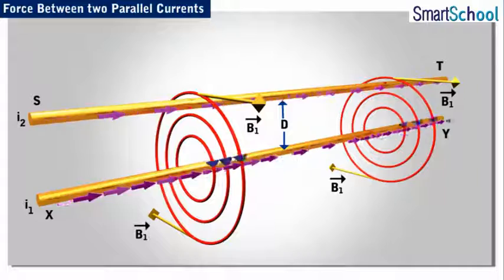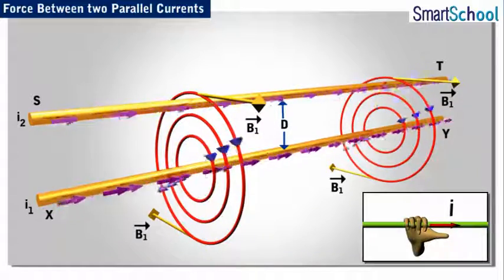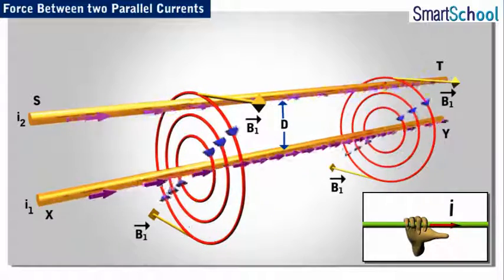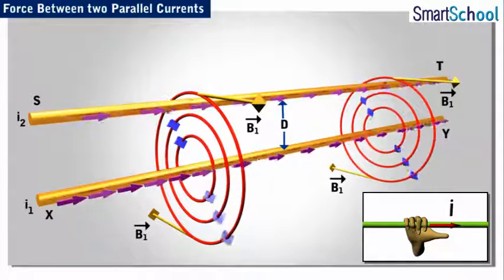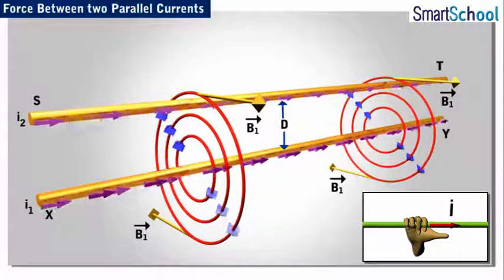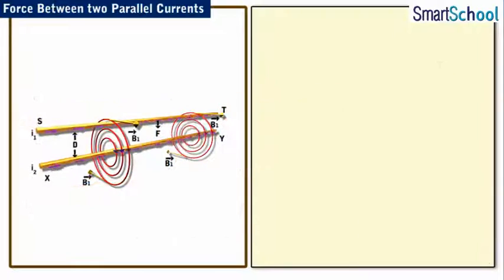Let the magnitude of magnetic induction due to current in XY at ST be B1. The direction of the magnetic induction B1 at ST can be found by using the right-hand rule. If we place a stretched right hand such that the thumb indicates the direction of current in XY, the direction of curl of the four fingers of the hand indicates the direction of the magnetic field due to the current in XY, as shown. The magnitude of magnetic induction at any point along conductor ST due to current in conductor XY is B1 equals mu naught I1 by 2 pi d. Let us label this as equation 1.